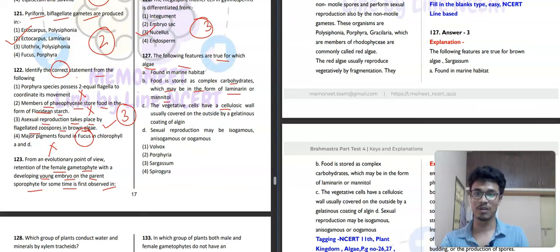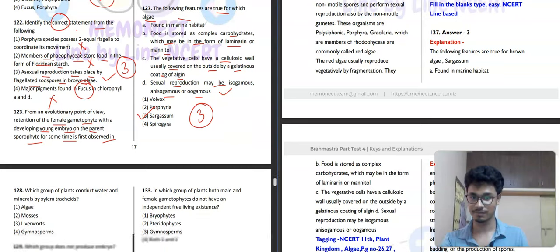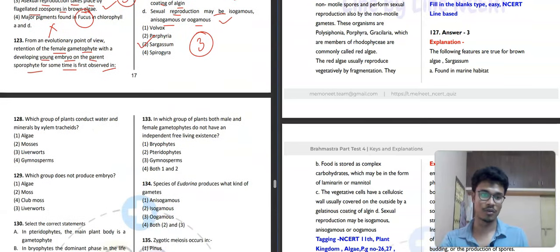Vegetative cells have cellulosic wall usually covered outside by gelatinous coating of algin. Now this is also matching with brown algae. And lastly, it is saying that sexual reproduction may be isogamous, anisogamous or oogamous. So this is true for Sargassum, which is a brown algae. So the third option will be our correct answer for this question. Moving towards the next question, 128.